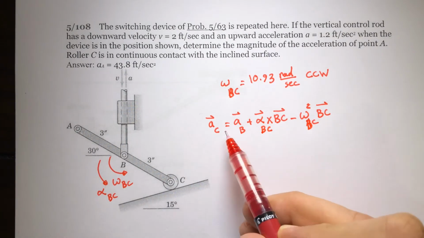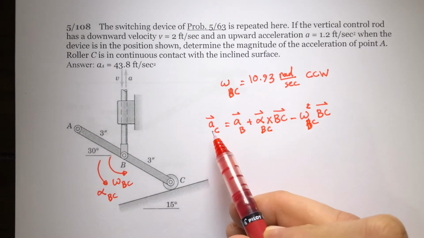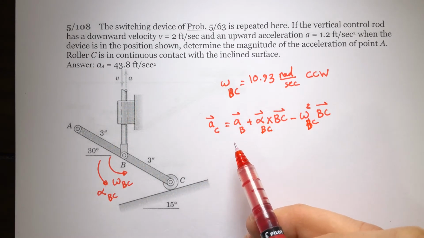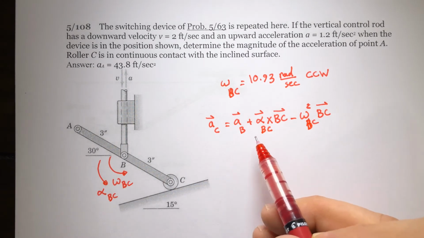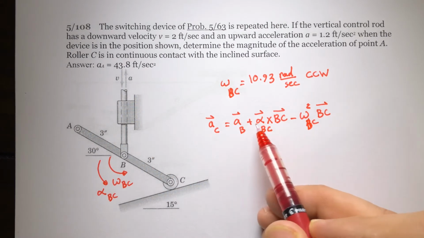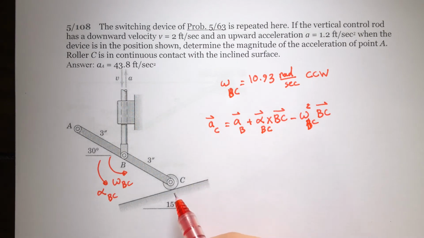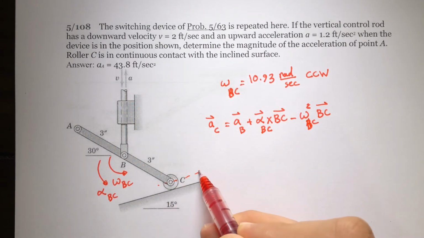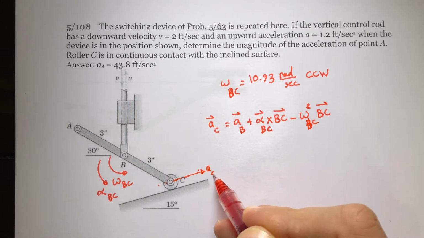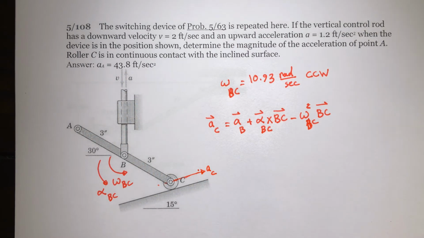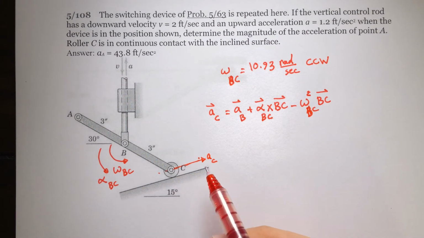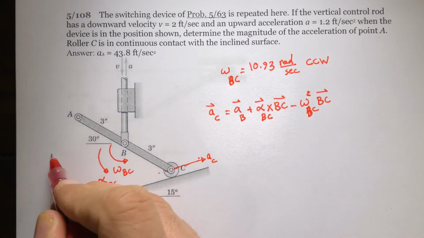So this is the relationship between acceleration of B and C, right? Now let's fill in all of these vectors. Let's write them down. Acceleration of C, we don't know the magnitude of it, but this is the direction of it, right? So I'm going to assume acceleration of C is upward. It doesn't matter if you assume it is downward. At the end, it's going to be positive or negative.